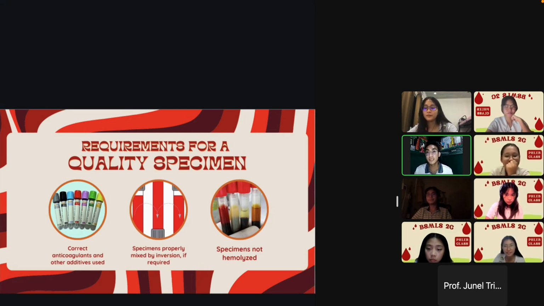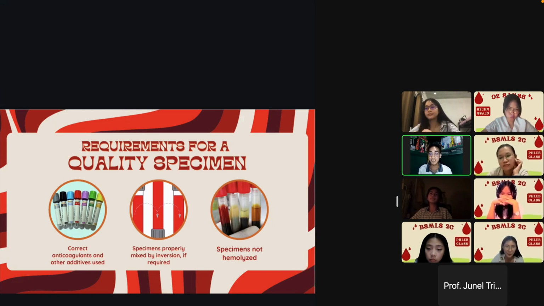So next would be our specimens must be properly mixed by inversion if required. Di ba nabanggit natin kanina yung inversion ng hematocrit tubes 8 times. That way that would ensure that all of the components of the sample are evenly distributed. This can be done by gently inverting the specimen tube 5 to 10 times. That depends on the tube or the test that is being required.